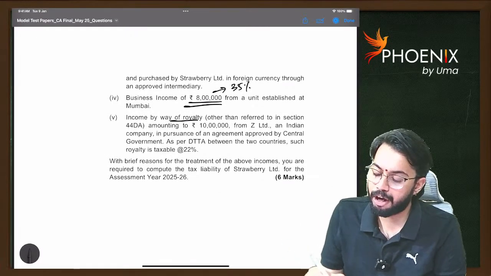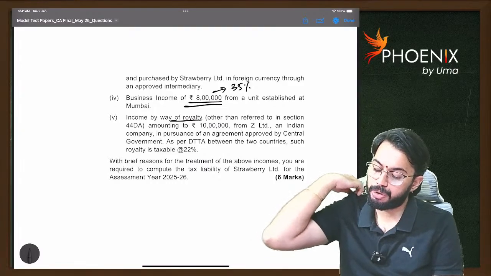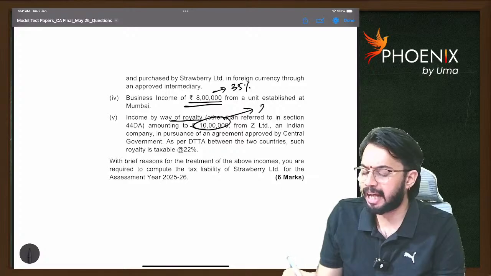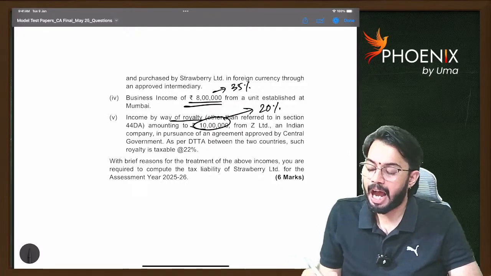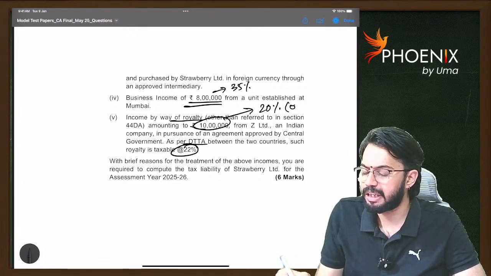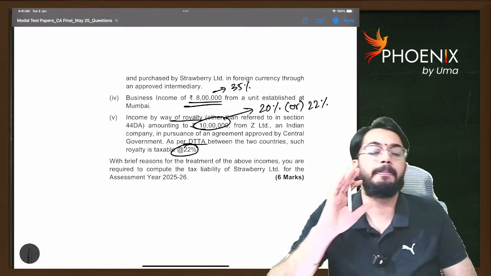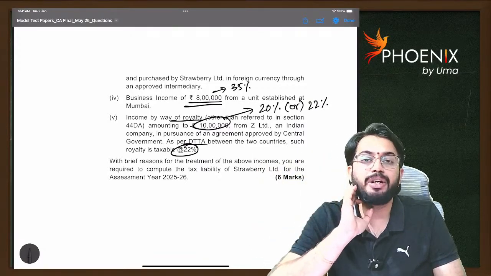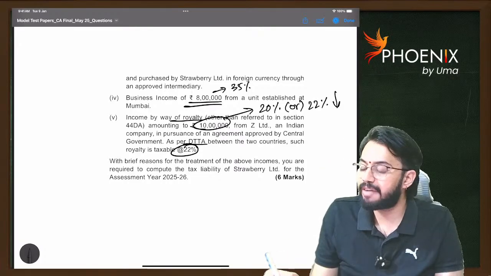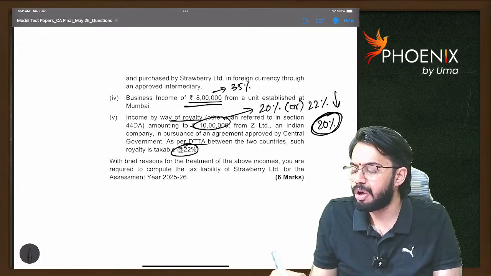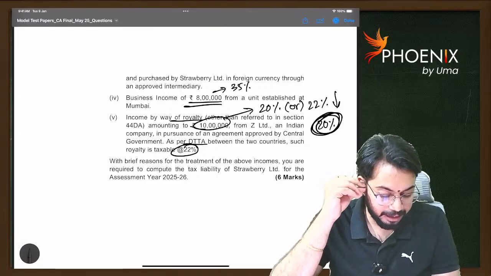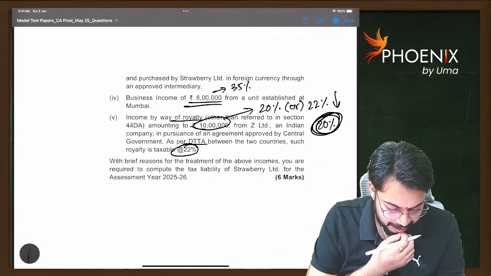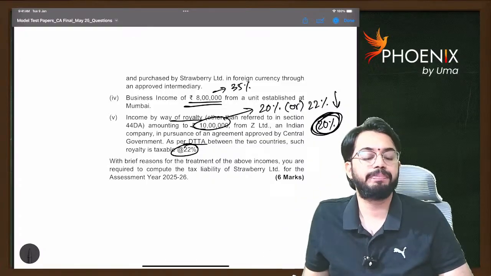Next, income by way of royalty amounting to 10 lakh rupees from Jed Limited, an Indian company. On royalty, the tax rate applicable is 20%. As per DTAA, the tax rate applicable is 22%. We have studied the provisions of the Income Tax Act and the provisions of DTAA: whichever is beneficial to the assessee is applicable. Here, whichever is lower means 20%. So on this royalty, the tax rate applicable is 20%. Let me check, am I correct or not? 10 lakh rupees, yes, 20% is correct.